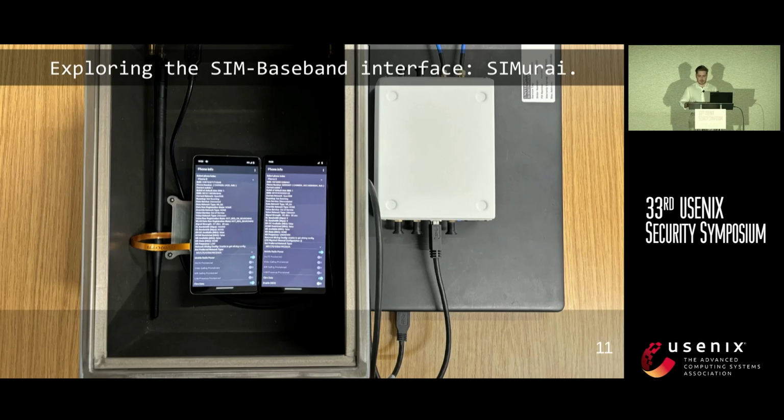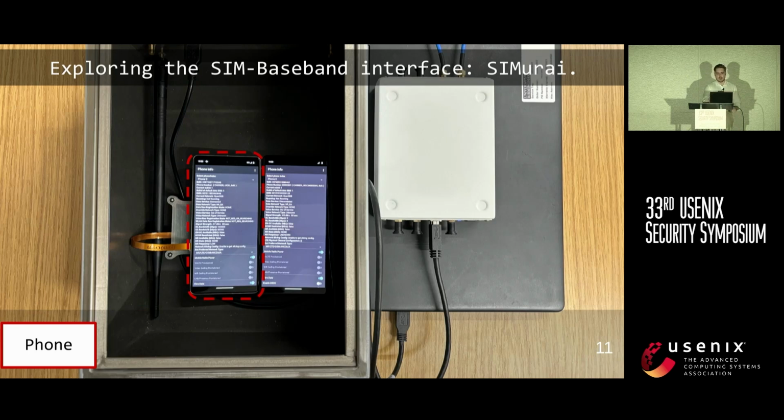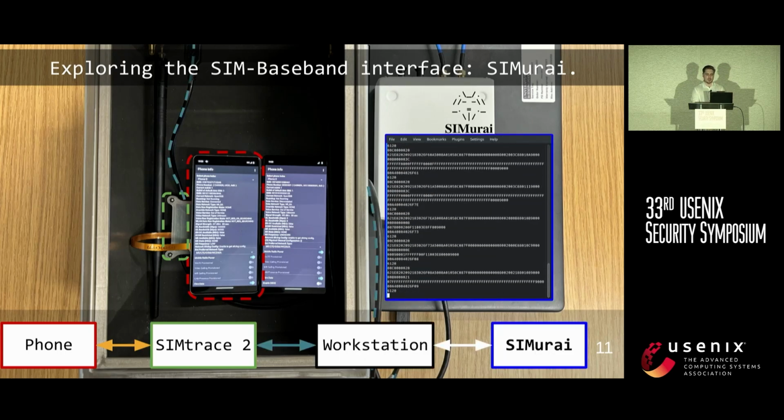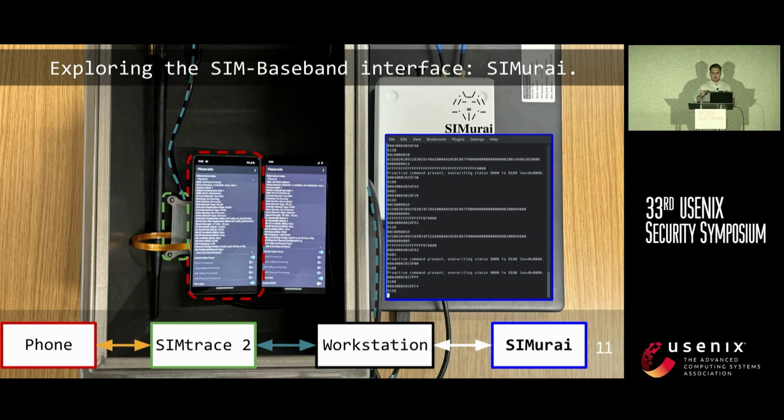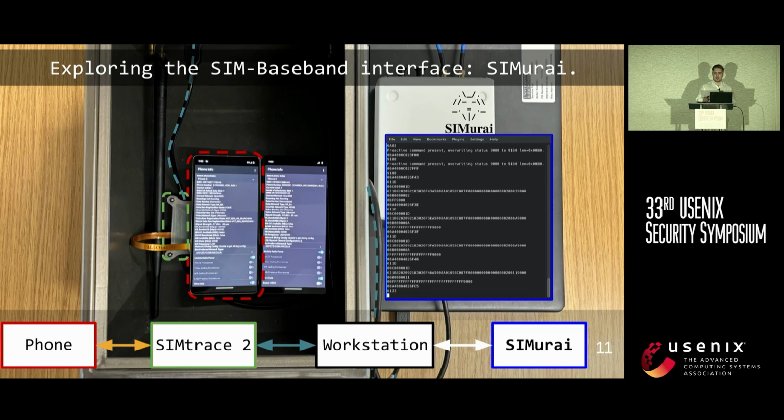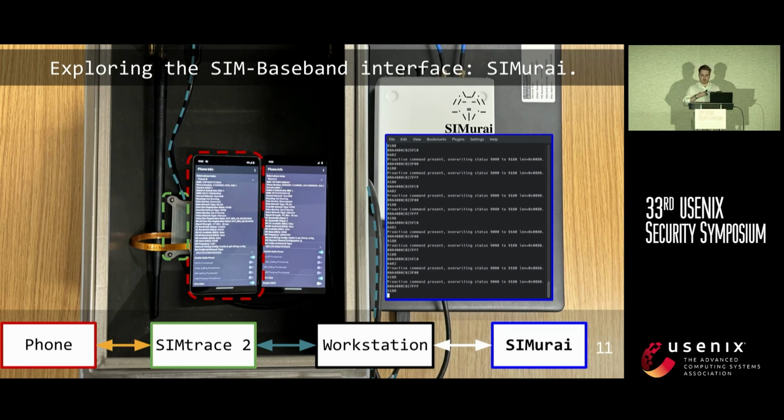So this is an example of a common setup you might see. It contains two phones. One of them, in this case, would have a research card, and to the other one we attach a SIMurai. I want to show you how that connection between the software running on a computer and the phone looks. There's this device called SIMtrace2, which essentially forwards the messages back and forth from the phone to the PC via USB. And you have SIMurai running on the PC side, communicating with that phone using that bridge in the middle, that SIMtrace device that forwards the messages.